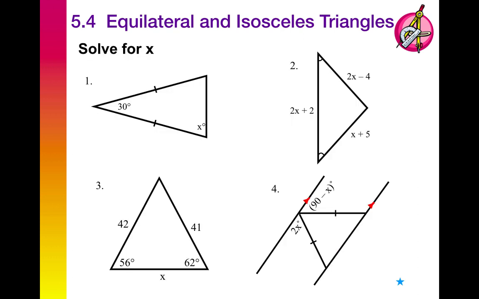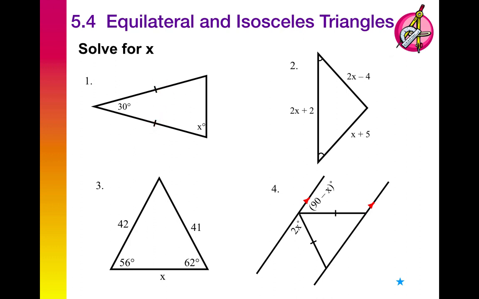Here are some problems that I'd like you to work out on your paper and figure out what x will be. Let's just work out the first one together. In this first problem, I have a vertex angle of 30. The base is over here because I have my two legs here.